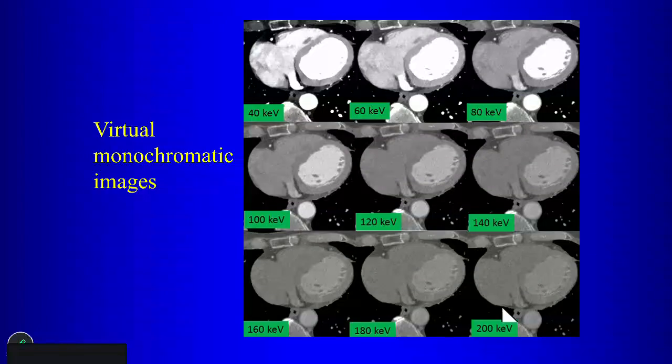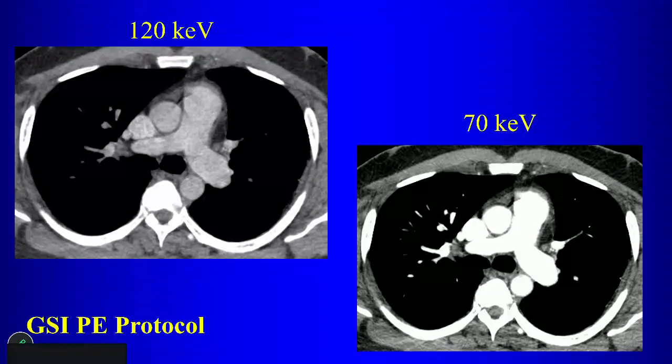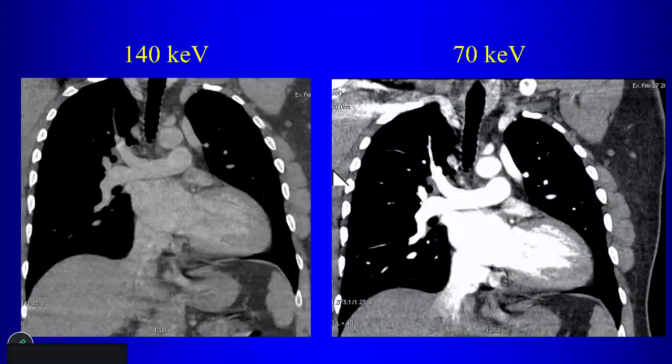The advantage is, of course, in your post-processing, right? You can go back and change your keVs, and when you do that, you can make the iodine brighter. So it's very good for looking for iodine. Here's an example. These are virtual reconstructions at 120 keV, not very good contrast, dial it down to 70. Now it looks really nice. So this can save a bad PE study if you happen to use a dual energy protocol, right? It can save your PE study.